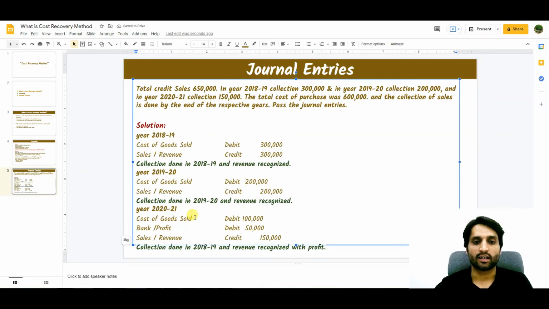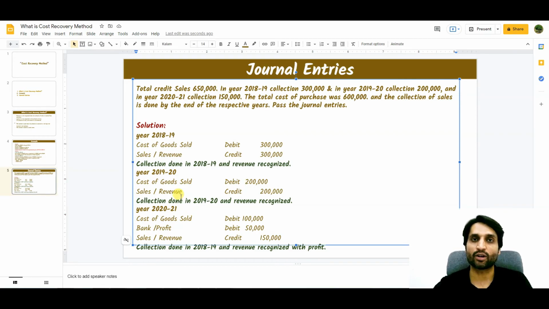Now the final collection we made from our client is 150,000, and from this 150,000 there is 100,000 related to cost and 50,000 related to our profit. Now we need to recognize our profit. So cost of goods sold with 100,000, and the profit goes to bank or the profit account with 50,000, and sales and revenue recognized by 150,000. So the total of 300,000, 200,000 and 150,000 is 650,000, our sales, and the 50,000 is our net profit, and 300,000, 200,000 and 100,000, which is 600,000, is our cost of goods sold.